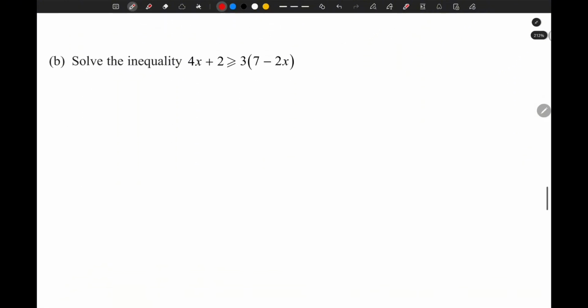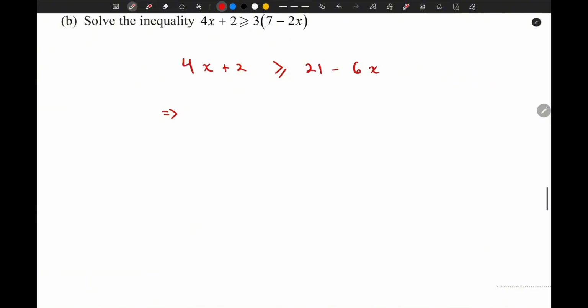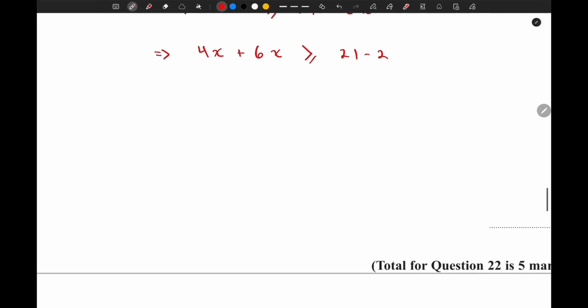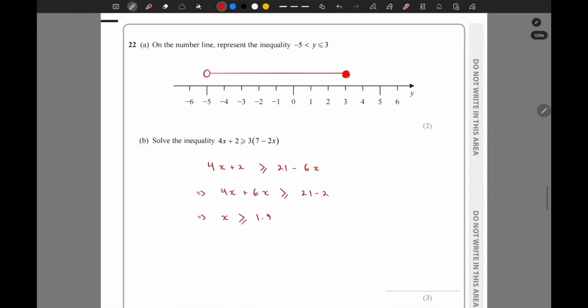Now for the next part, we need to solve this inequality. So 4x plus 2 is greater than or equal to 21 minus 6x. Now let's bring this negative 6x to the left hand side of the inequality. So this gives us 4x plus 6x is greater than or equal to 21 minus 2. So x is greater than or equal to 19 divided by 10, which is 1.9. So that is the answer to this question.